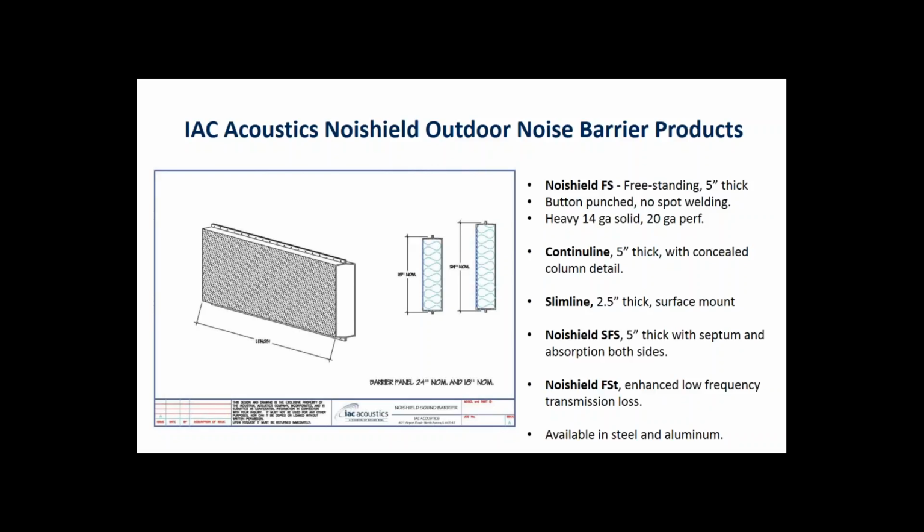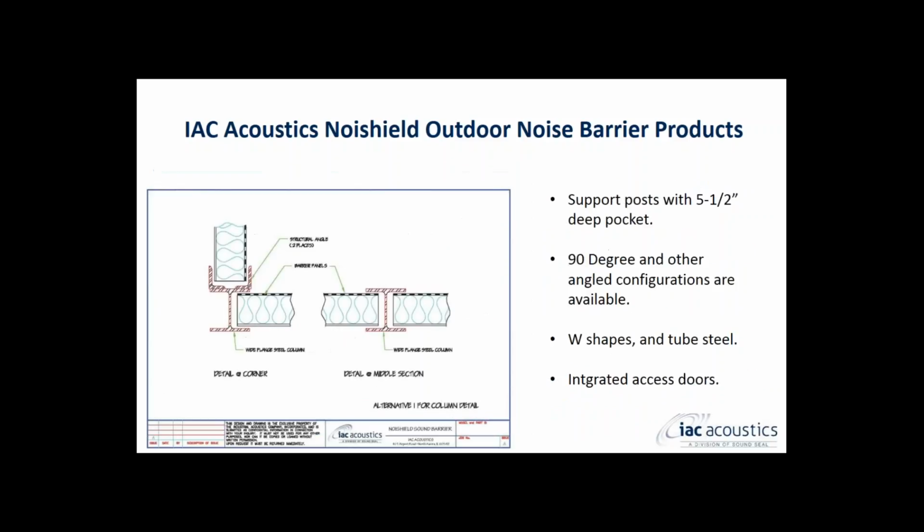We can also offer a Slimline panel, which is a 2.5-inch thick surface mount option, and then a Noise Shield SFS panel, which is 5 inches thick. It includes a septum layer in the middle, and it offers absorption on both sides. Lastly, we have a Noise Shield FST panel, which has some added mass in the interior of the panel that provides enhanced low-frequency transmission loss. The panels are available both in steel and aluminum, either unfinished or with a very, very durable powder coat finish.